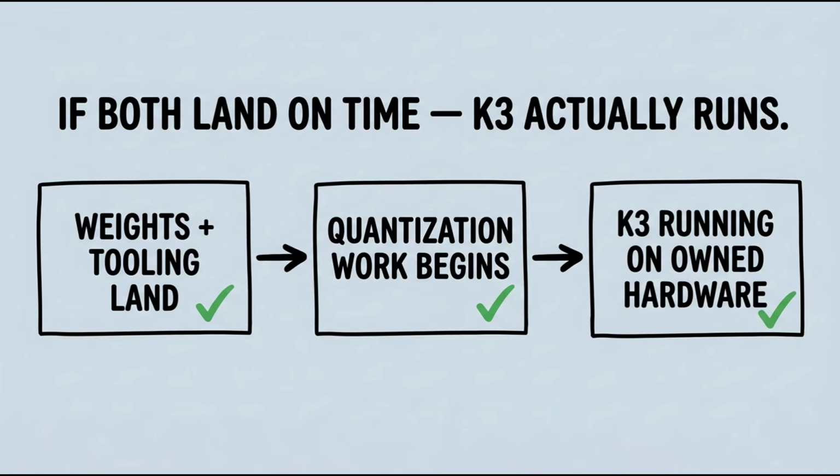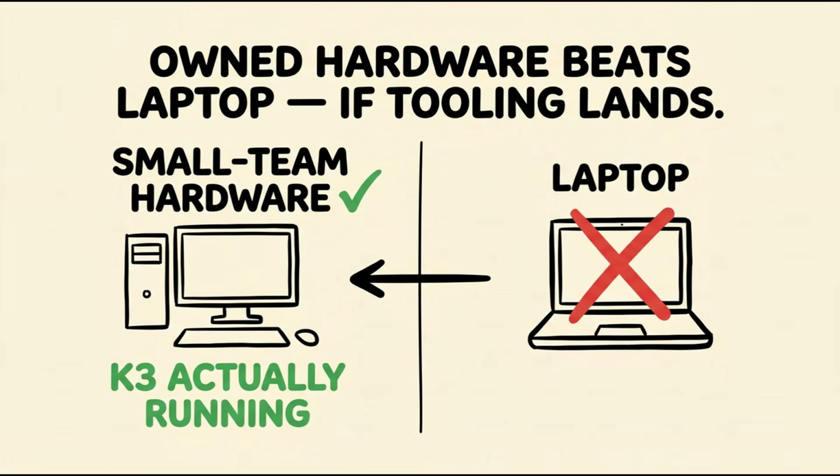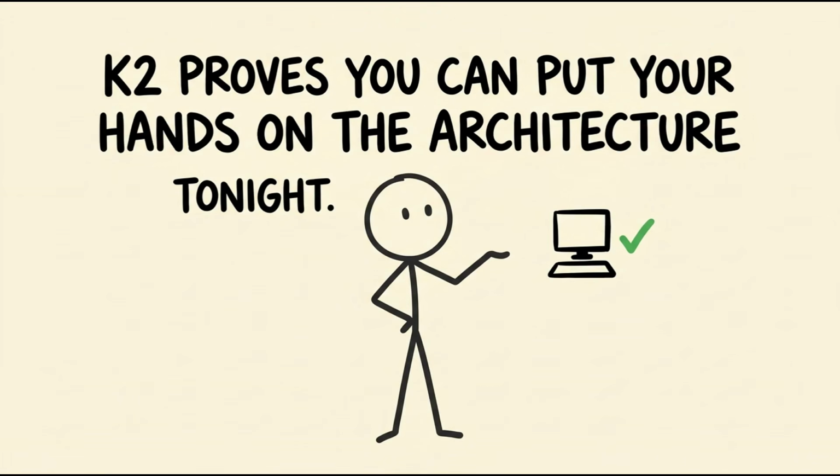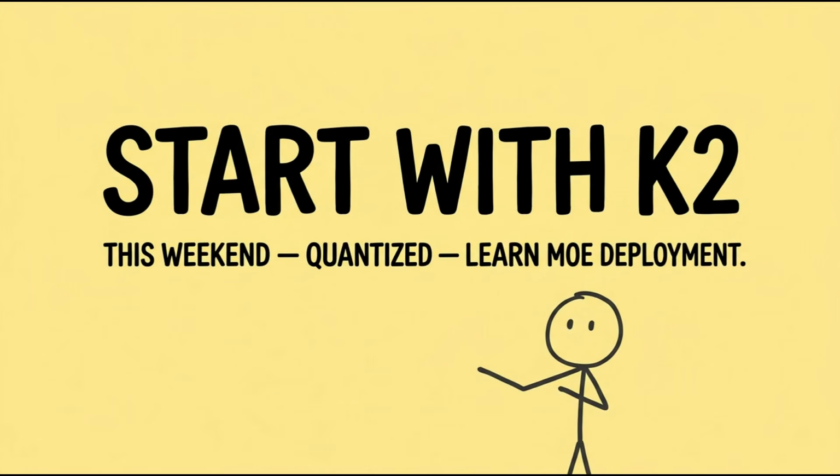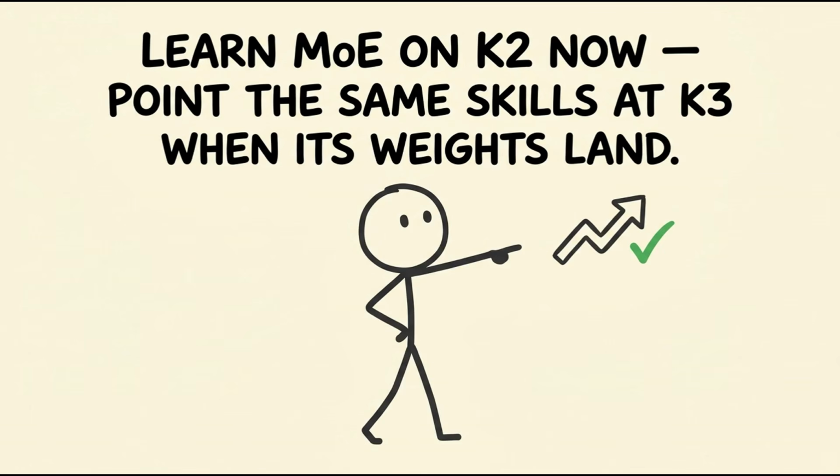If both land on time, K3 goes from technically running somewhere to running on hardware a small team can actually own a lot faster than the late-night hype suggests. K2 proves you can already put your hands on that architecture tonight. So start with K2 quantized this weekend and learn what MoE deployment actually feels like before K3's weights give you a bigger model to point the same skills at.